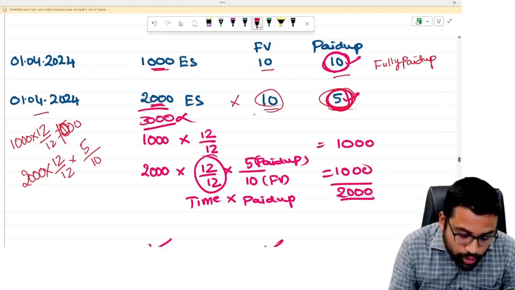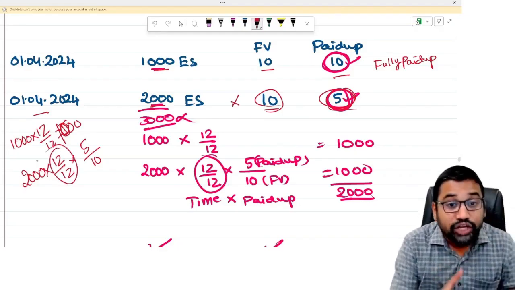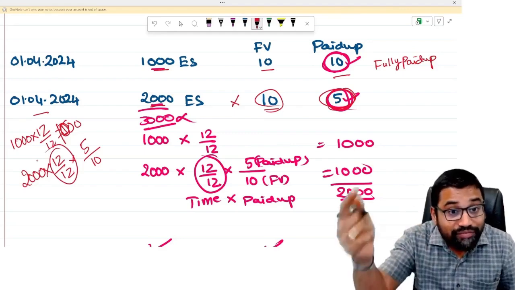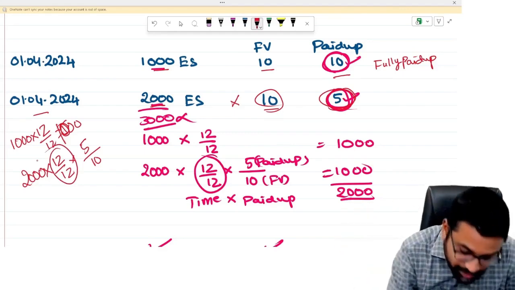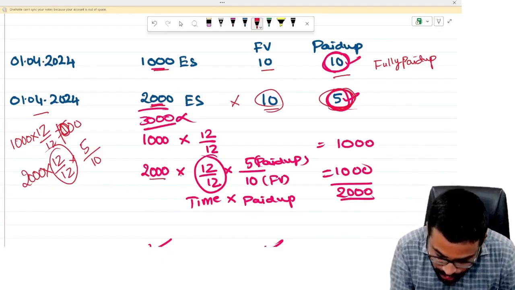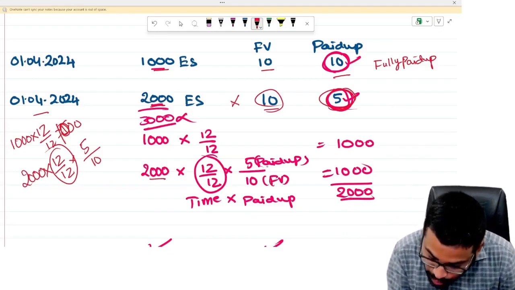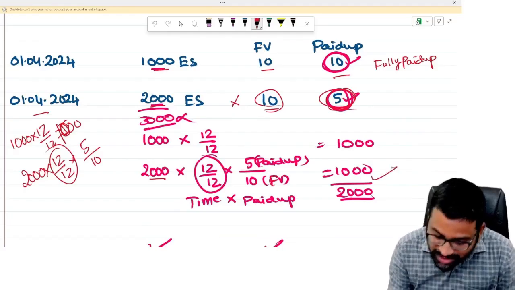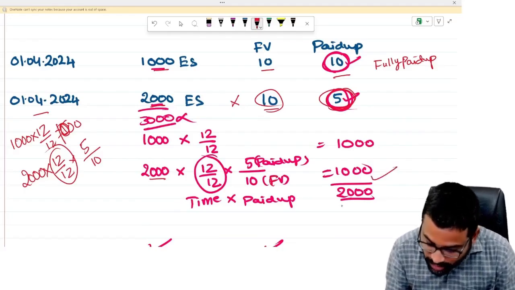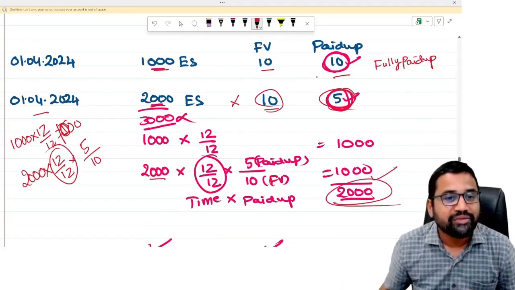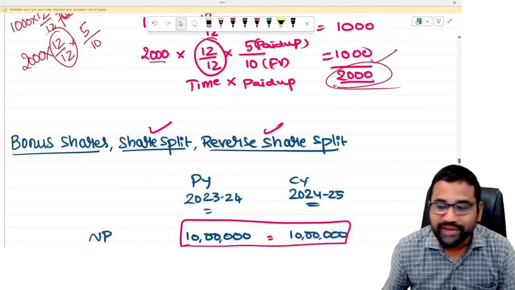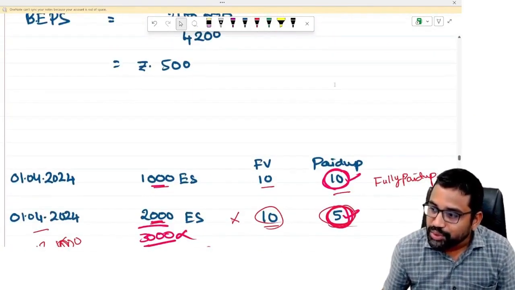2,000 into 12 by 12 time weight factor into 5 by 10. Out of 10, only 5 paid. Therefore, you take 5 by 10. That means, see here, 2,000 into 12 by 12 into 5 by 10. That means out of the total face value, how much you paid, you take it. So 1,000 equity shares. Therefore, total weighted average number of equity shares is 2,000.